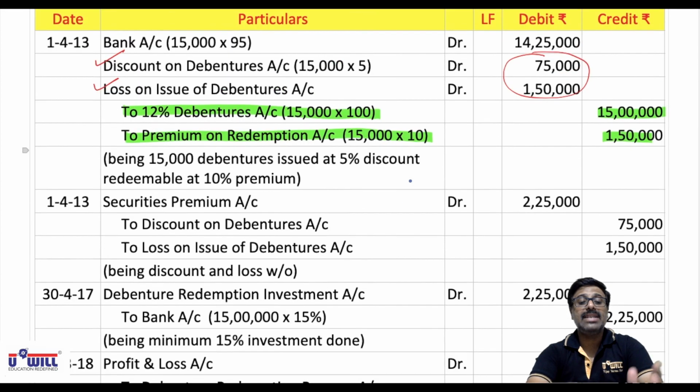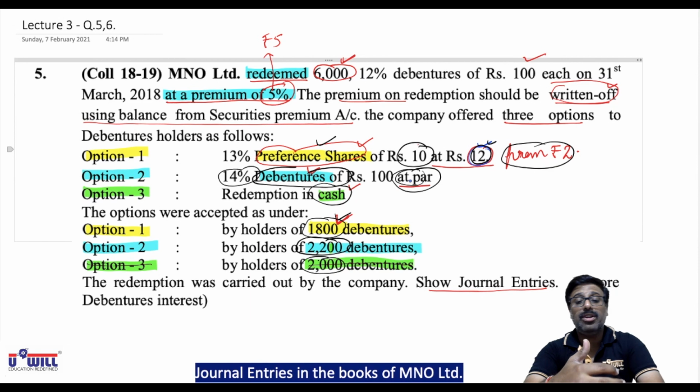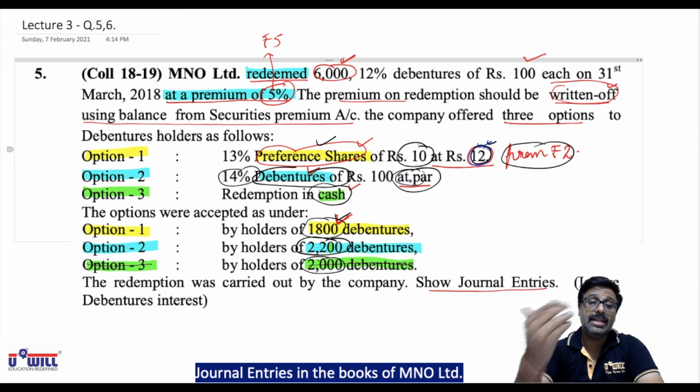Similar questions of examination, you all search it out, you'll find many questions, and you all do the practice on your own. Next concept, the last concept of redemption by sinking fund method, we will take up in the next lecture.